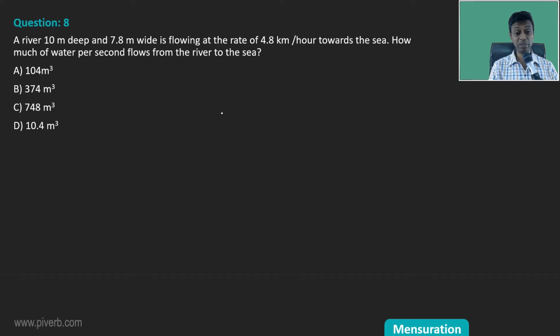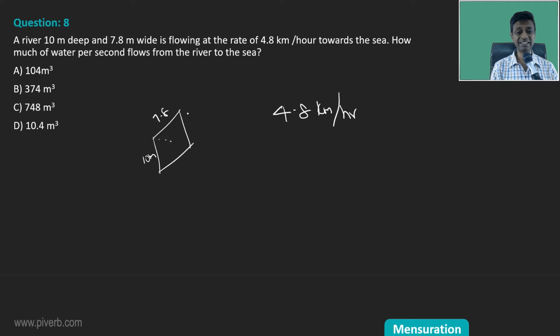A river 10 meters deep and 7.8 meters wide is flowing at the rate of 4.8 kilometers per hour. How much water per second flows out from the vessel? Fine. So, like a rectangular interface. The river is 10 meters deep, 7.8 meters wide. How much water per second?